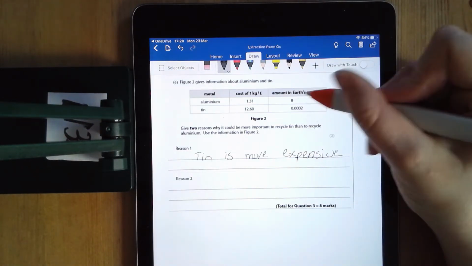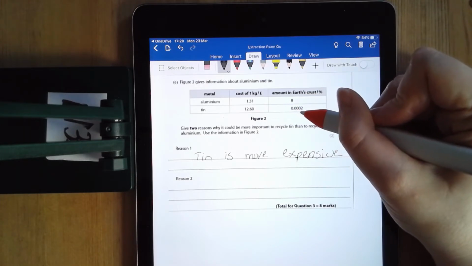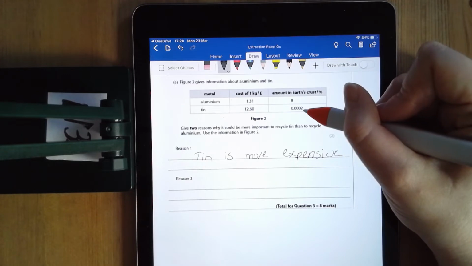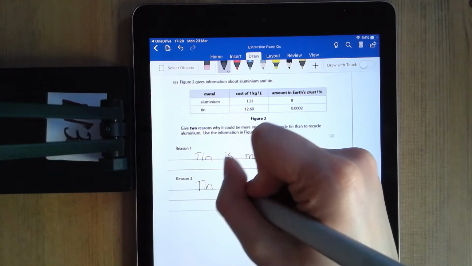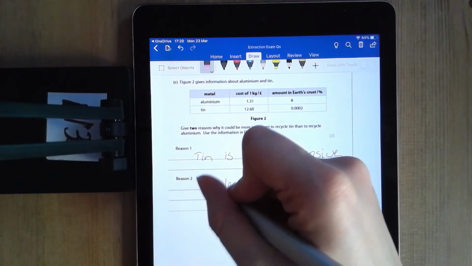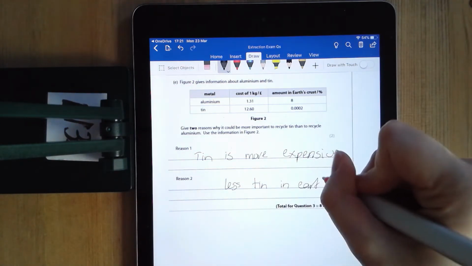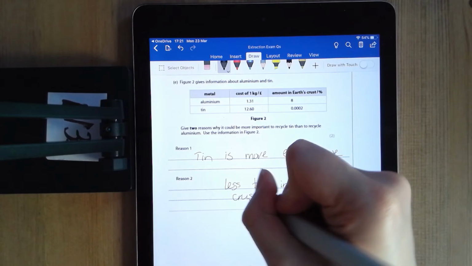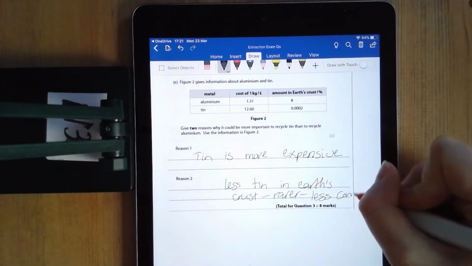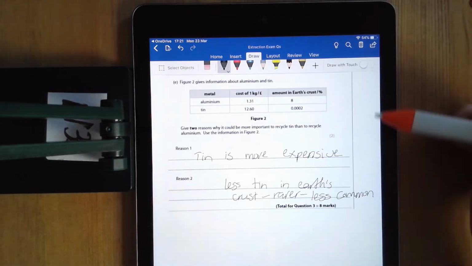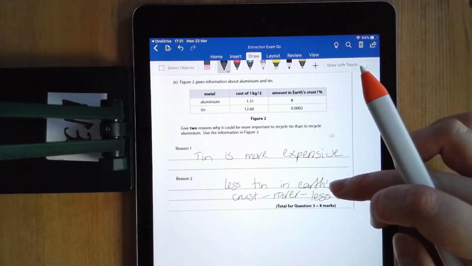If you look at the amount in the Earth's crust, you will see why. 8% of the Earth's crust is made of aluminium compared to 0.0002%, which is tin. Okay, so tin, the reason it's more expensive is because there is less tin in the Earth's crust. I'm going to write that as less tin in the Earth's crust. Or you can write rarer, or you could write less common or less abundant. Anything to do with the fact that tin is less common. That's why it's more important to recycle it than aluminium. Okay, so that's 2 marks.